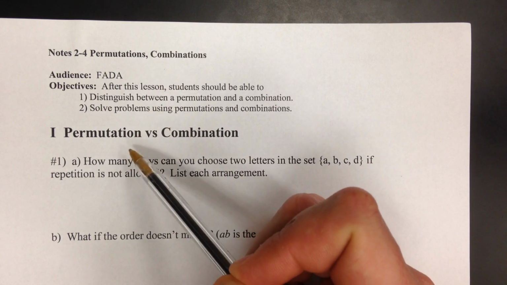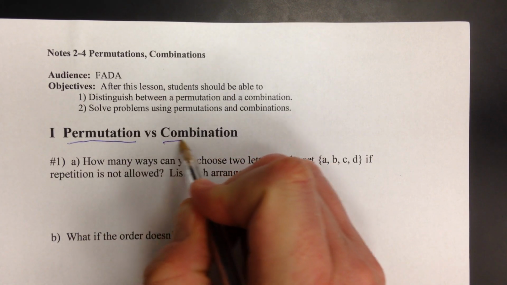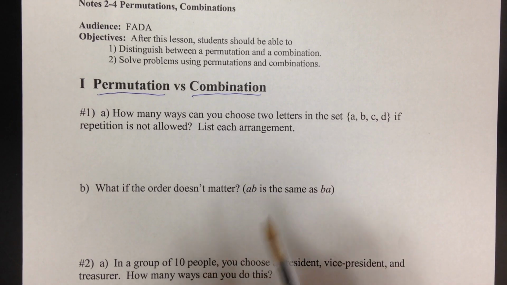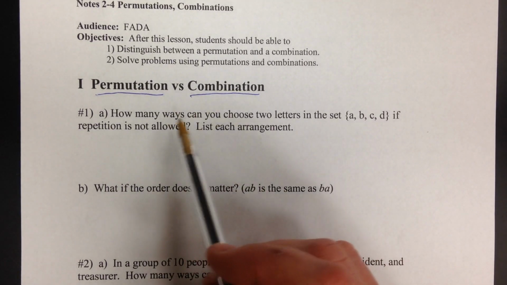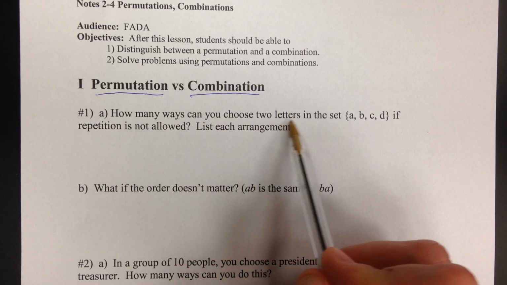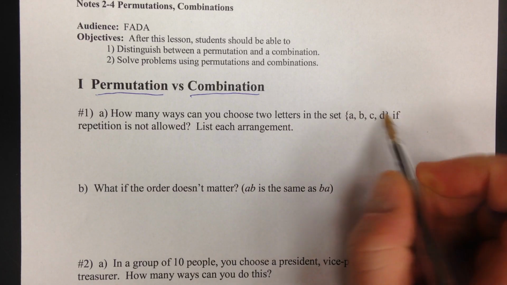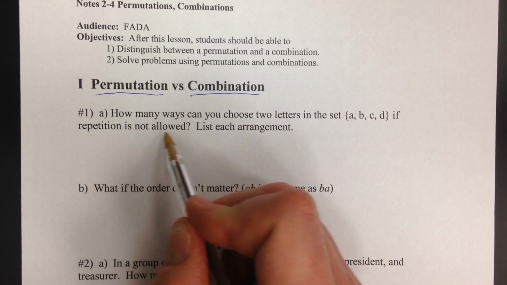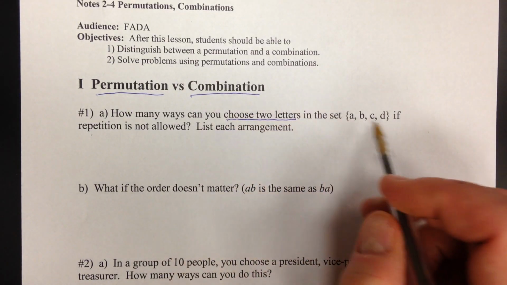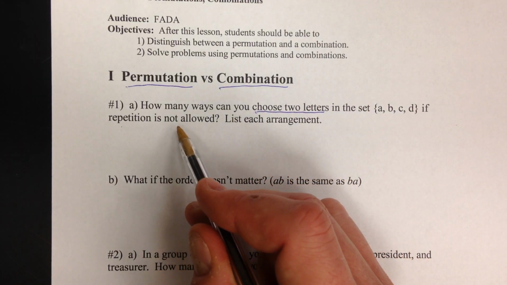All right, so in section 1 here, we're going to look at what's the difference between what we call a permutation and what we call a combination. So we're going to look at example number 1 to kind of sort this out. How many ways can you choose, this is part A, how many ways can you choose 2 letters in the set, and we have 4 letters, A, B, C, D, if repetition is not allowed? List each arrangement. So we're only choosing 2 letters out of those, and repetition is not allowed.